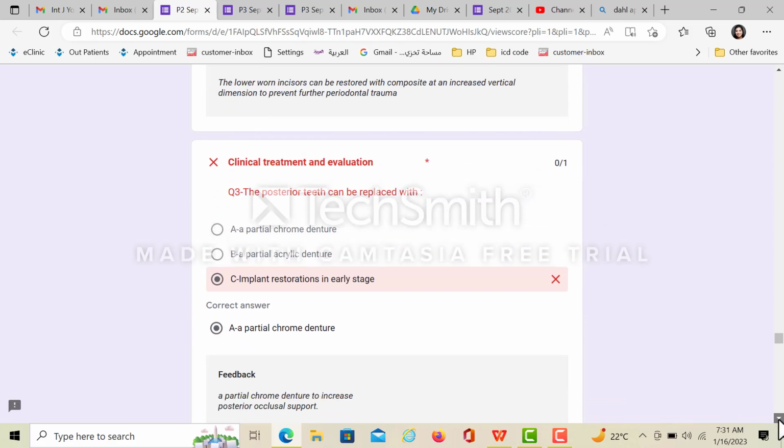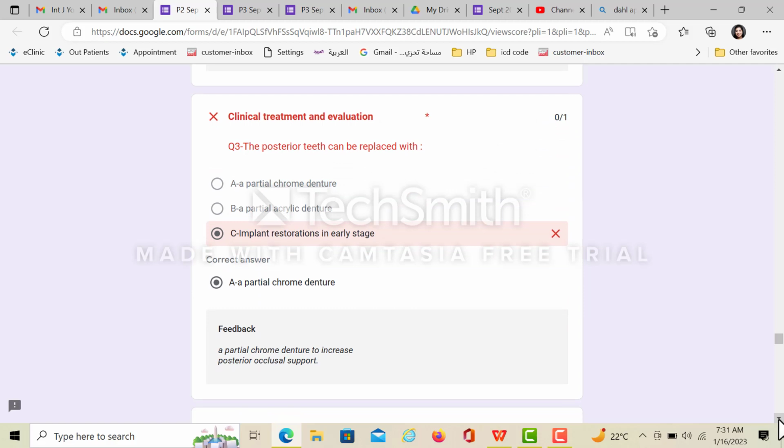Next, the posterior teeth can be replaced with. You can go with implant restorations, but implant becomes a specialist specialty. You as a general dentist are not expected to place implants, and here the option is not given of referring for implants. Plus implants are very expensive and 10 other things need to be done with it. So as a general dentist, when ADC is asking you what is the best thing that you can do, you should answer a cobalt chromium denture, because that's the best in RPD. If that option is not given, you can go with the acrylic denture.